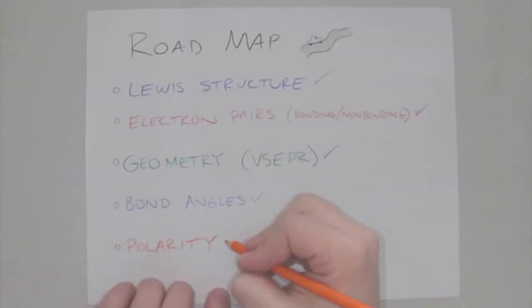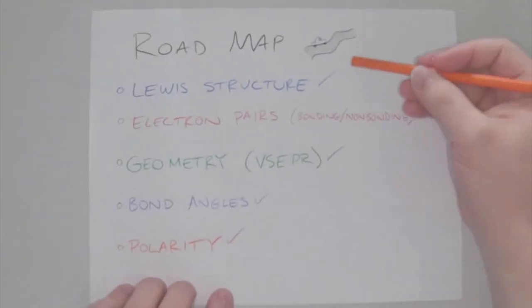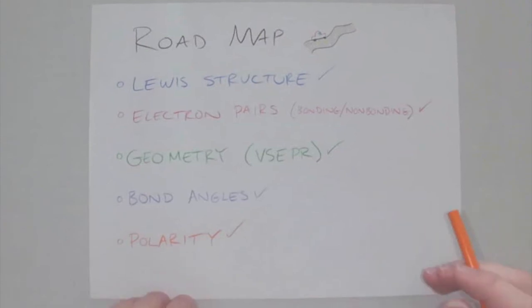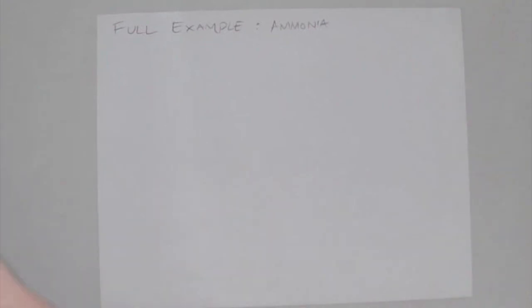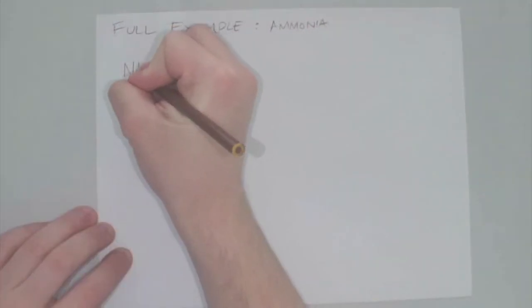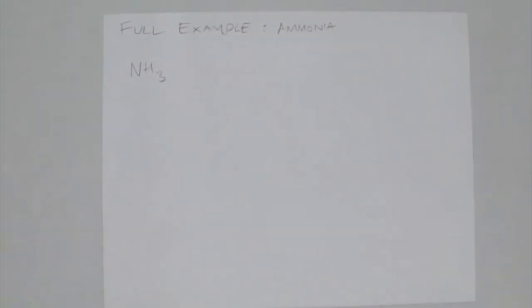So now we've looked at polarity, and we've gone through our entire roadmap of understanding how we can look at the actual shape of a molecule. Let's look at a full example where we'll go through every one of these steps. Ammonia. We can write out its molecular formula, NH3. So let's start with the Lewis structure.